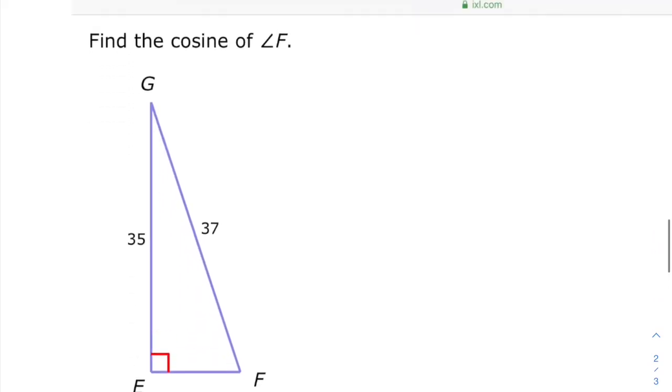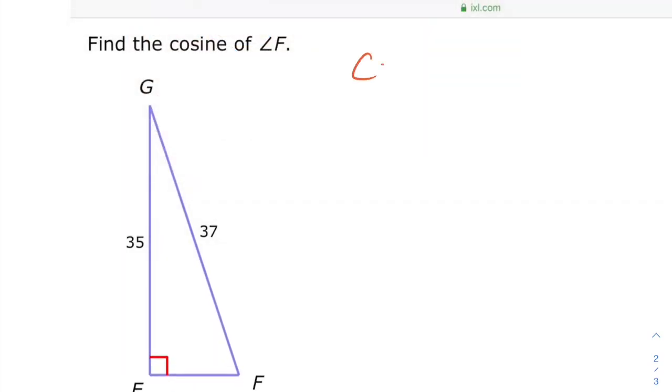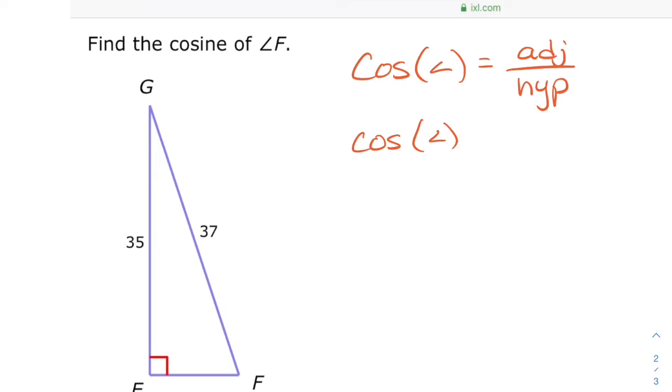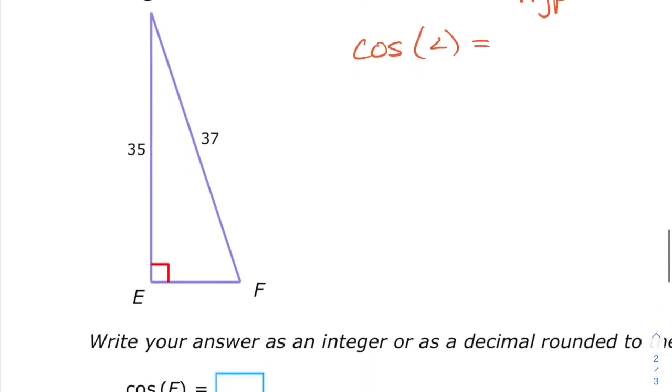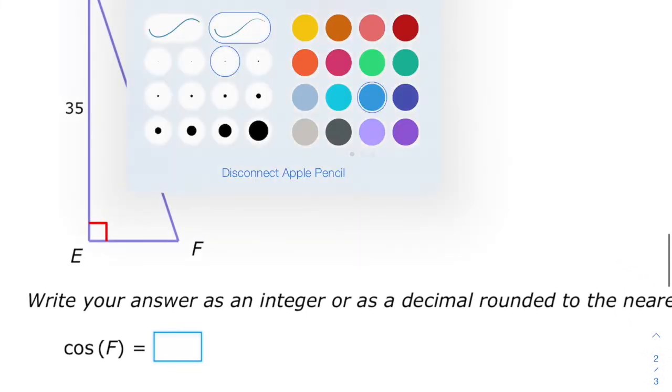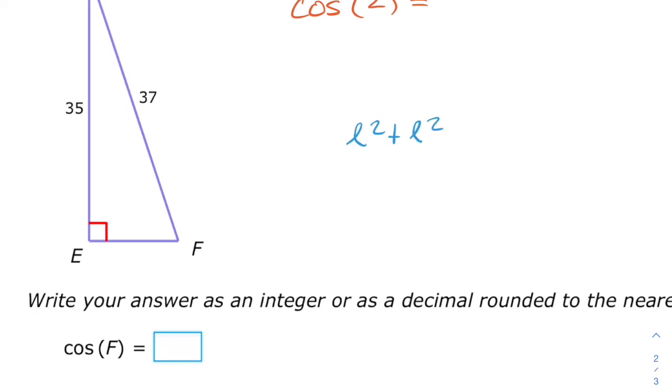Okay, the next one, cosine. Well, cosine of my angle is equal to the adjacent over the hypotenuse. So cosine of my angle is equal to adjacent. Oh, I might be missing a piece. Yeah, it looks like I need to do some algebra. So I have to do the Pythagorean theorem to find my missing piece. So we're going to call that x. So 35 squared plus x squared equals 37 squared.